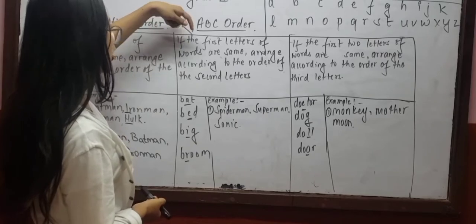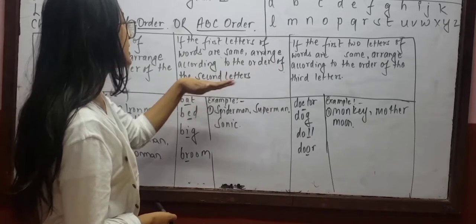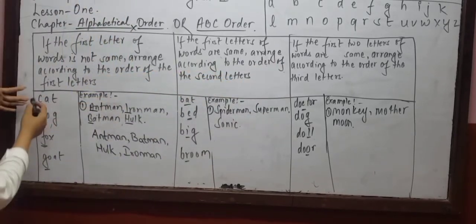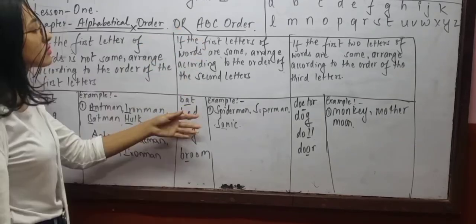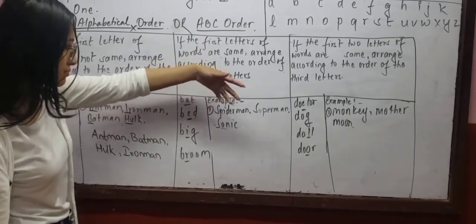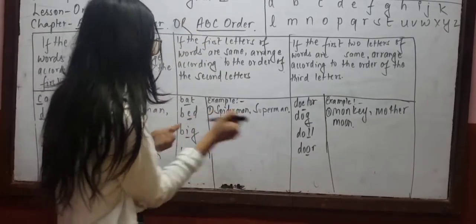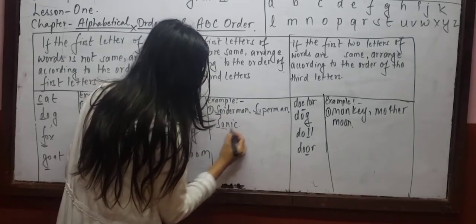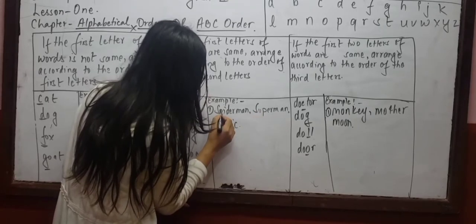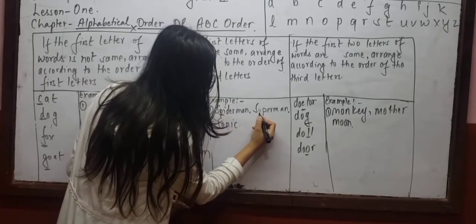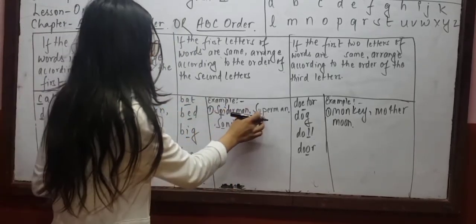Now this is the second condition. If the first letters of the words are the same, arrange according to the order of the second letters. Here we have arranged words according to the first letter, and here we are going to arrange according to the second letters. Now here are some examples. You can see Spider-Man, Superman and Sonic. You can see the first letter of each word is the same, that is S. And now we are going to see the second letter of each word. Here we have P as a second letter and U as a second letter and O as a second letter.